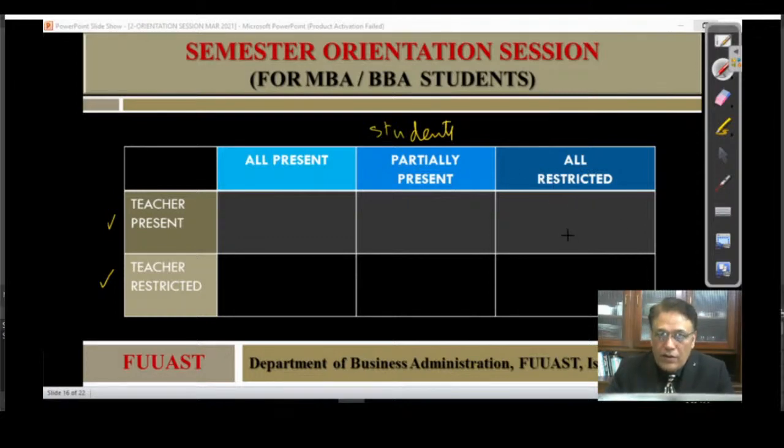All the students are restricted. Restricted means these days our universities are closed, so it means students are not able to come to the universities. So classes are not possible for the students.